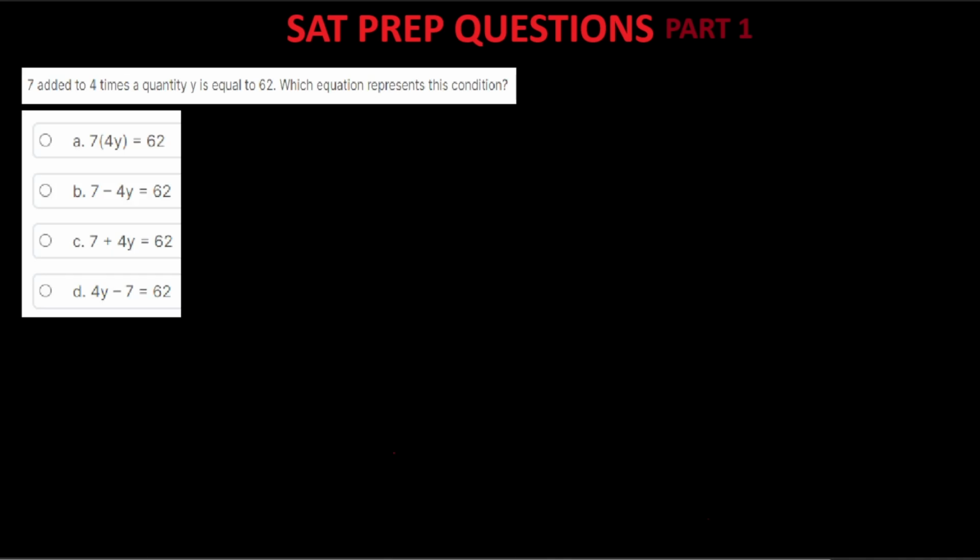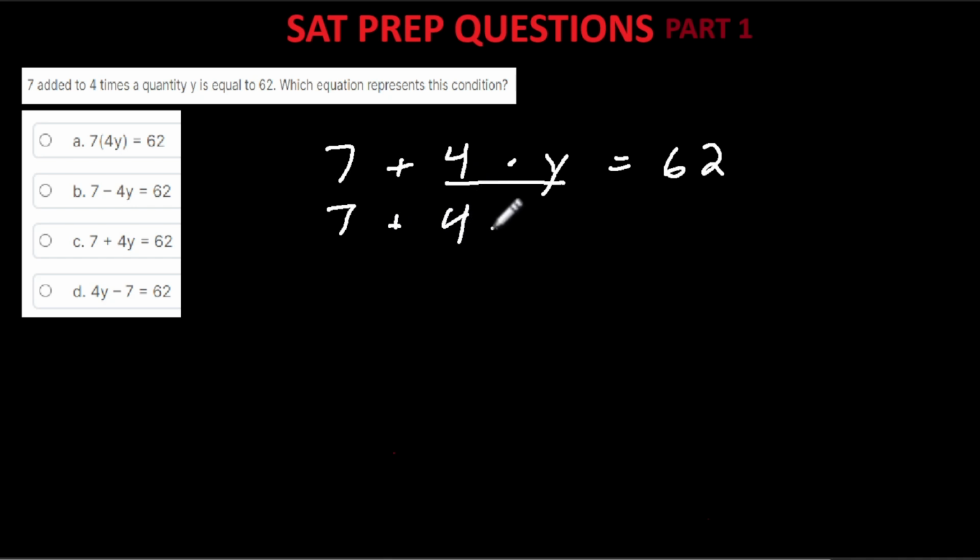So just literally writing that out, I have 7 added to 4 times y equals 62. Now they made no mention of which pieces are grouped together with parentheses, but if I had to use PEMDAS, I would just go in the order of operations. So I'm going to do the 4y first. So 7 plus 4y equals 62. And that would be choice C.